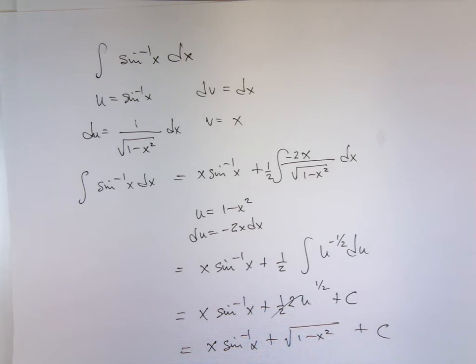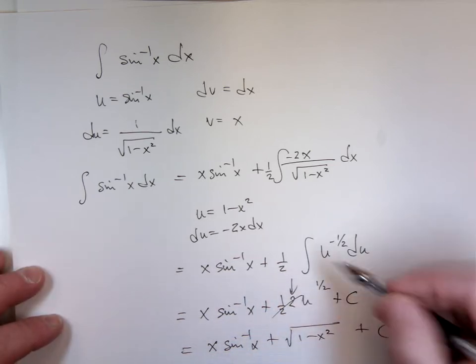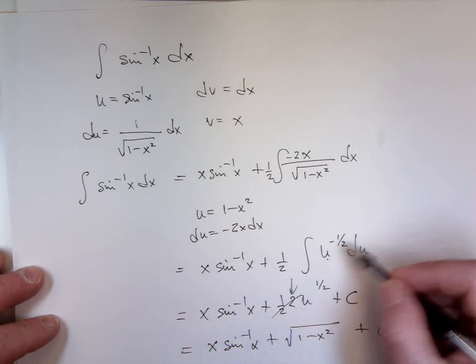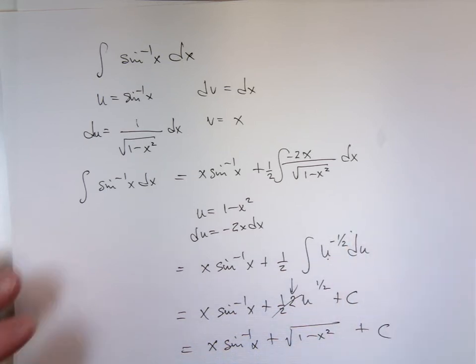Okay, go ahead. Still don't get where you got the two. What? This two right here? Okay. When you integrate this, you add 1 to the exponent. It gives you positive 1 half, and you divide by that 1 half, which is multiplying by 2. How are we doing? Good. All righty. That is 8.2, integration by parts.